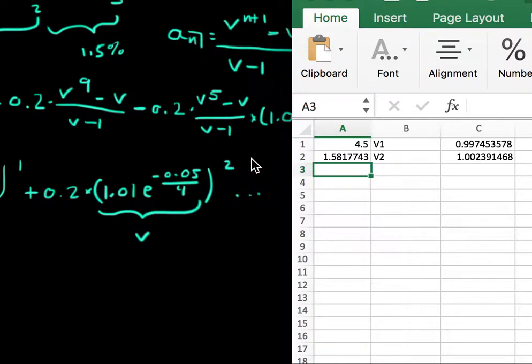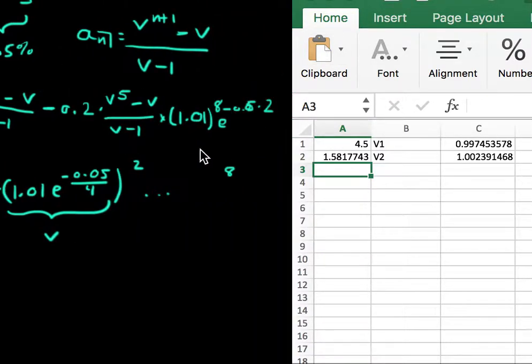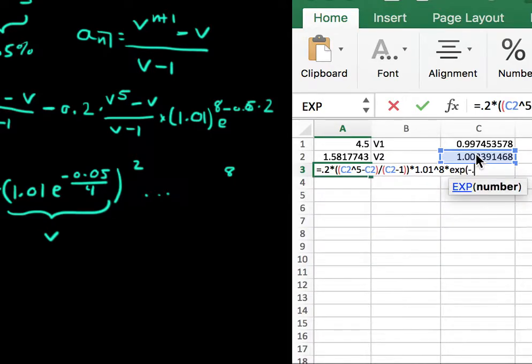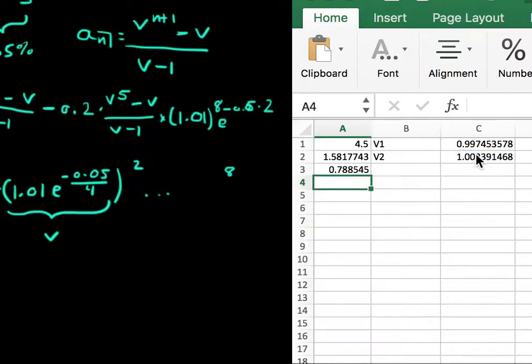And now let's look at this long part over here. So that's equal to 0.2 times our second v to the power of 5 minus v divided by v minus 1, which is that bit there. Then we're going to times that by 1.01 over 8 quarters. And then we're also going to be discounting that back, so the exponential of negative 0.05 times 2. And that gives us our second term in there.